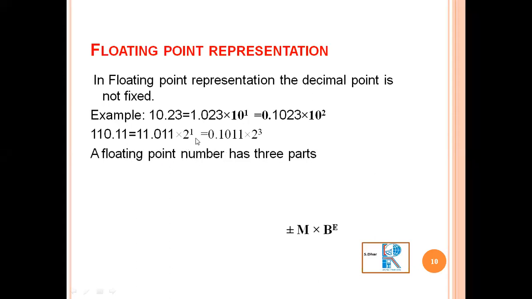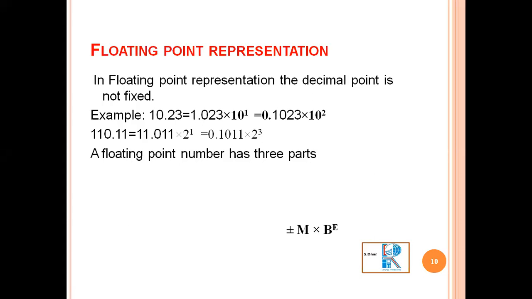Sorry, I have written here wrong. I think it should be 0.11011 into 2 to the power 3. Clear? So the same binary number we have written here as a different floating point representation. Clear? So these are called the floating point representation.